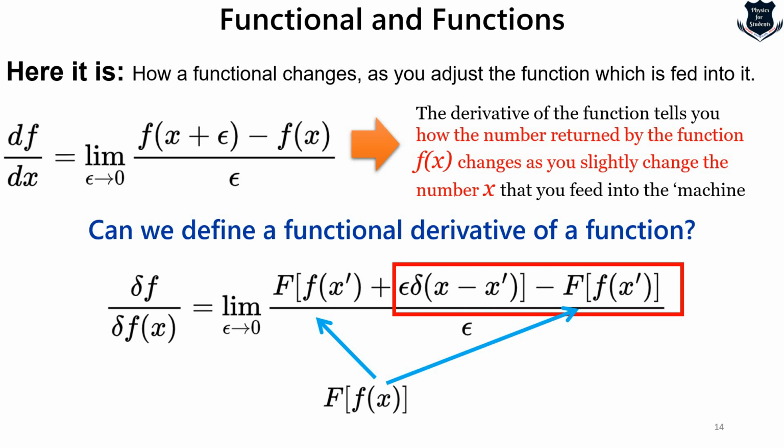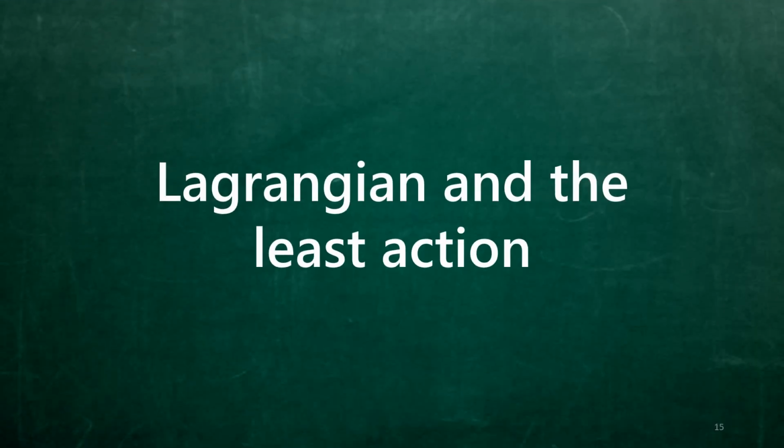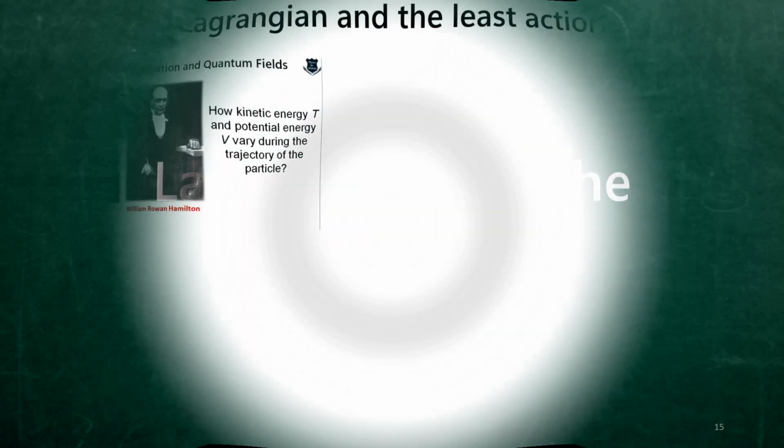So this actually shows that yes, we can define a functional derivative of a function, and this becomes extremely important. Why? Let us look in the next part of the video. And I would like to go before that into a small simple derivation. This is the functional of Newton's law of motion, and now we will be dealing with what is called the Lagrangian and the least action.